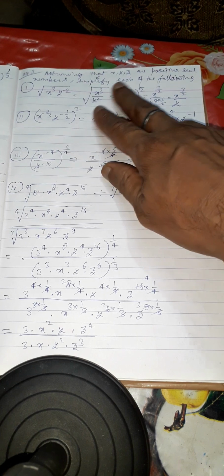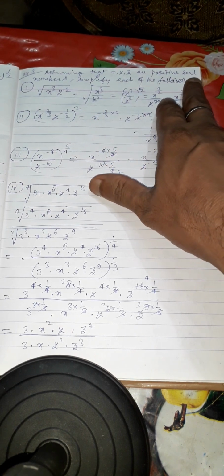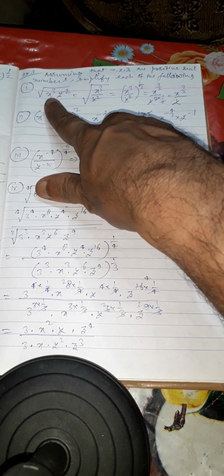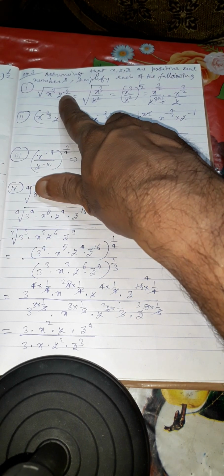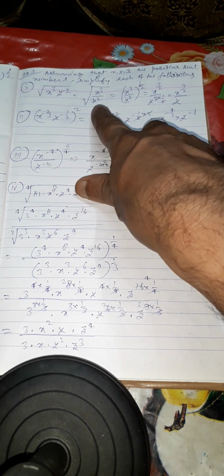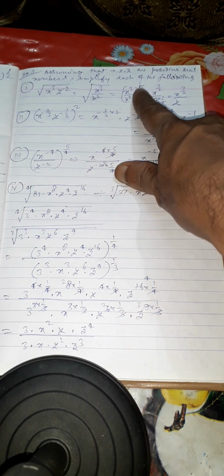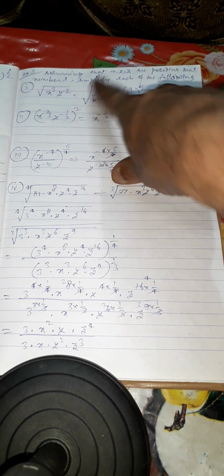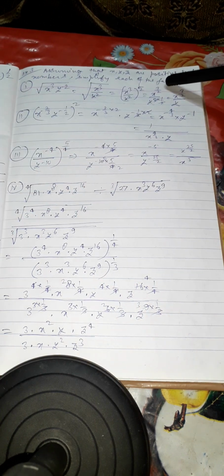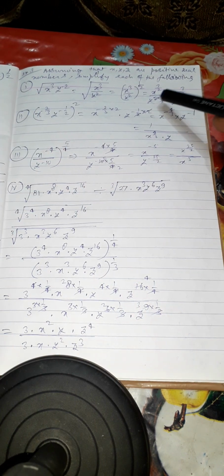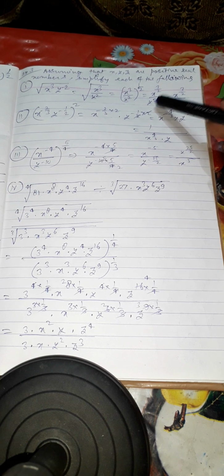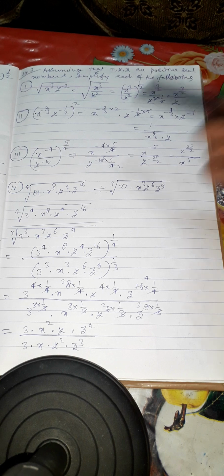Assuming that x, y, z are positive real numbers, simplify each of the following numbers. Square root of x cube y to the power minus 2. Y to the minus 2, so we put it in the denominator place. X cube upon y square, whole square root, that is to the power 1 by 2. Then x to the power 3 by 2 upon y to the power 2 into 1 by 2. X to the power 3 by 2, and y is a single power.